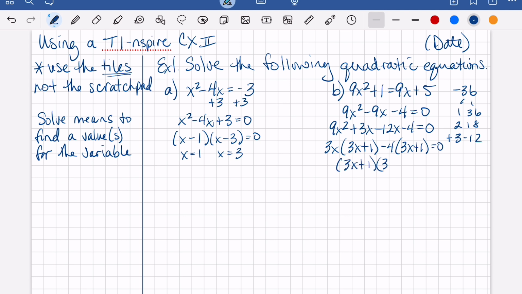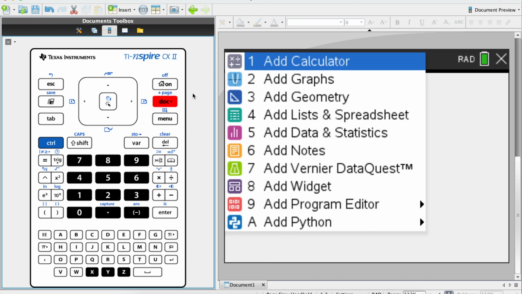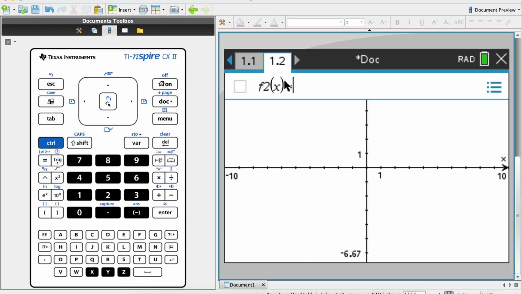So this is what I get when I factorize. So when I solve this, hopefully those will also be my answers. Second example, I still have my first example up here, so I can do two things, and I'll show you both of them. I can hit Control Document, which will get me a new page, and then I select a new graph, and I can graph it from there, which I'll do, and then the next one I'll show you a different way.